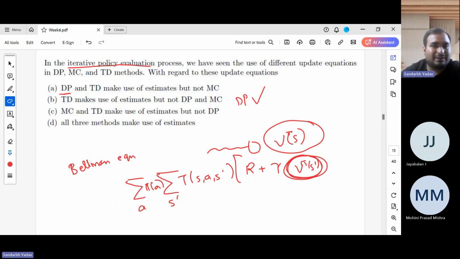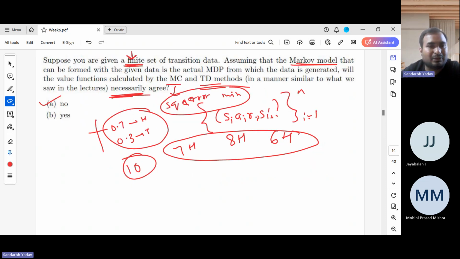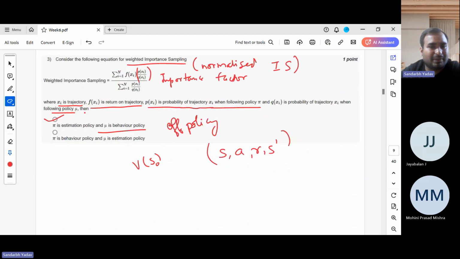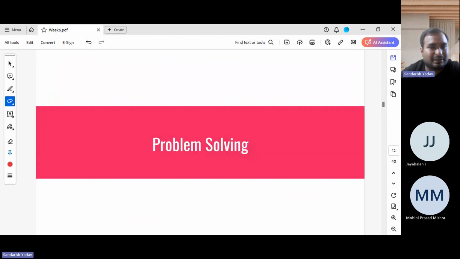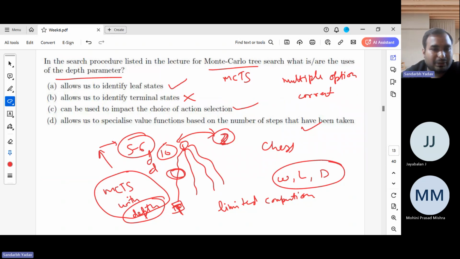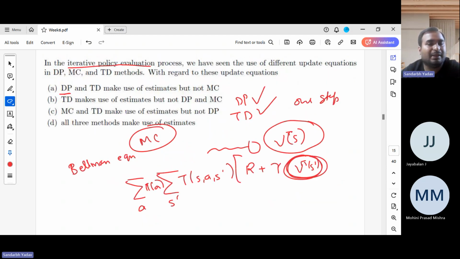Yes, TD methods definitely use the estimates. We saw the equation before, it uses a one step estimate. After one step, we were plugging in the value. But what about MC? Can we plug the estimates in Monte Carlo methods also? Yes, we already saw this. It's not necessary to plug, but I mentioned this chess example. You can go till the end, but if you don't have the computation power to go till the end, then you can plug in the estimates. So even in MC methods, we can plug the estimates. So all three methods make use of the estimates. I hope this is clear.